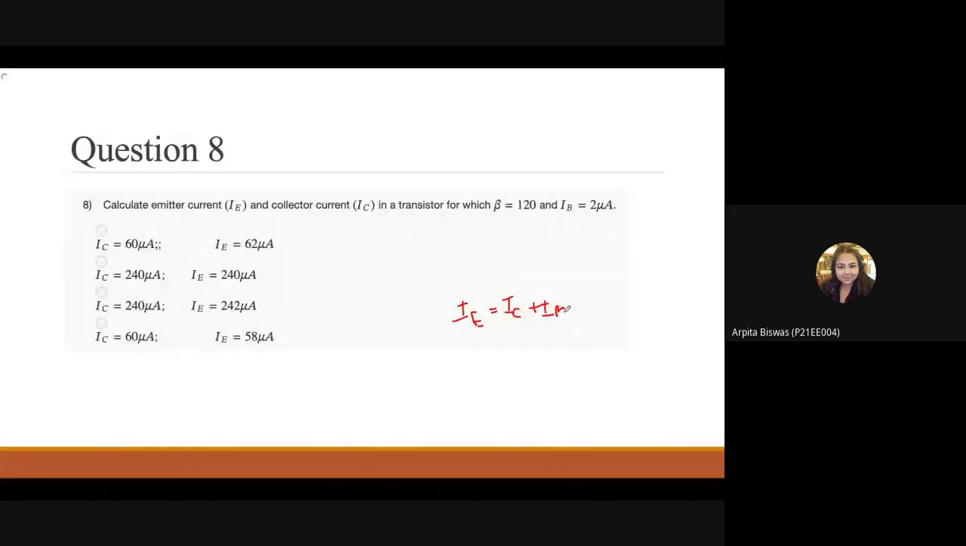Just ignore my handwriting. So here, as we can see, IB is given, right? IE is equal to 2 plus IB.